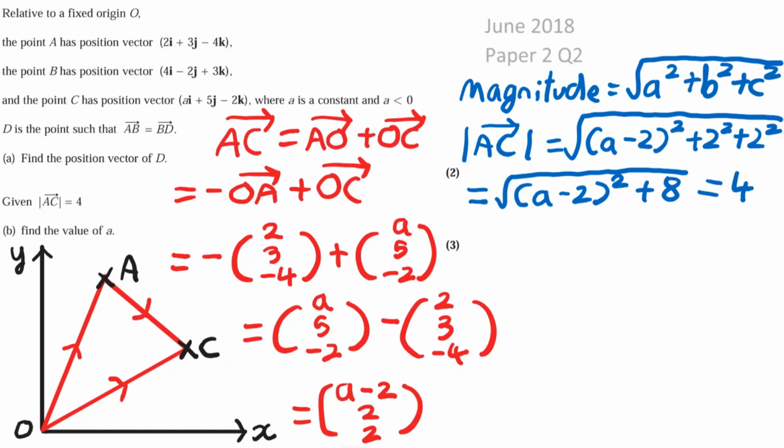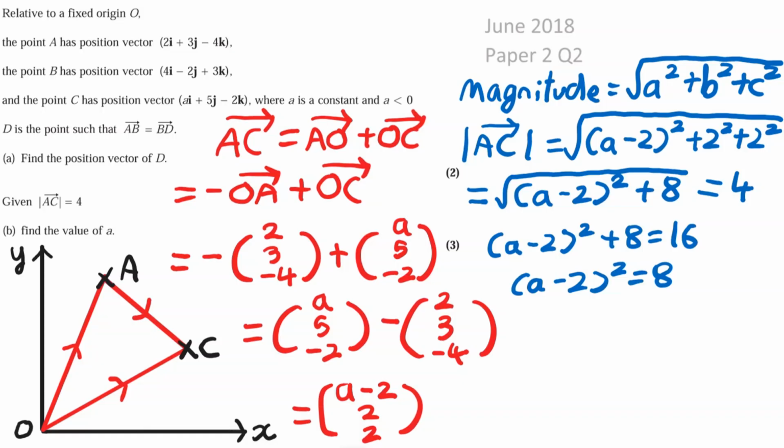Firstly, let's square both sides to get rid of this square root. So it becomes (a minus 2) squared plus 8, with the square root gone, and 4 squared here is 16. Then move this plus 8 onto the other side, so it becomes (a minus 2) squared is equal to 8.